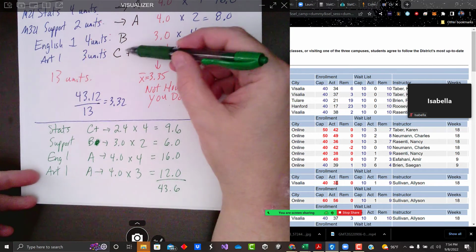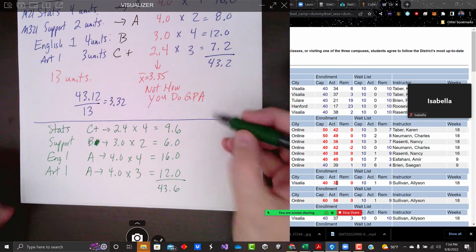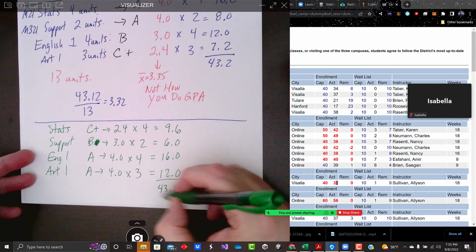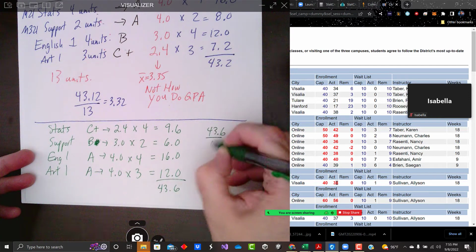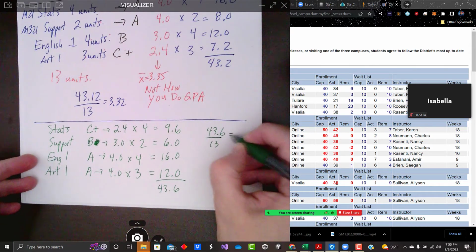I guess I made the 3-unit class not. All I did is change it by 1. Let me make sure I got my values right. 2.4 times 4. Let me make sure I added them all up right. 43.6, and divided by 13 is 3.35.